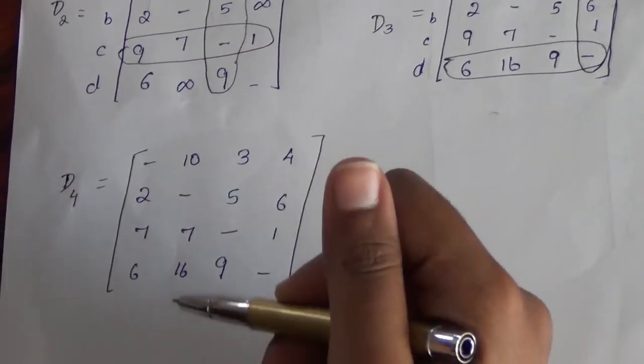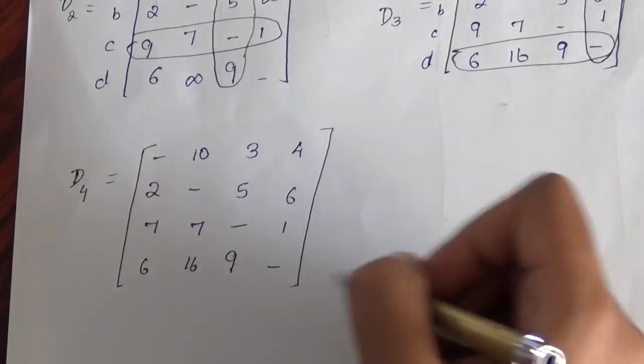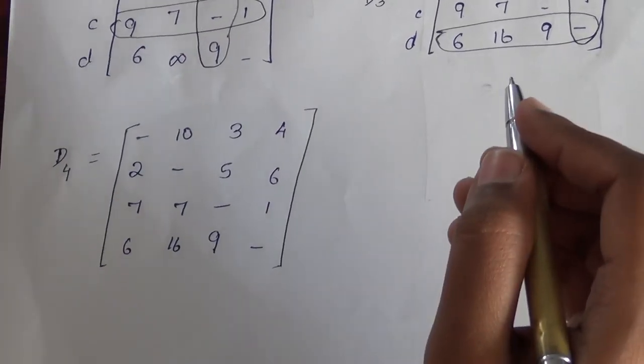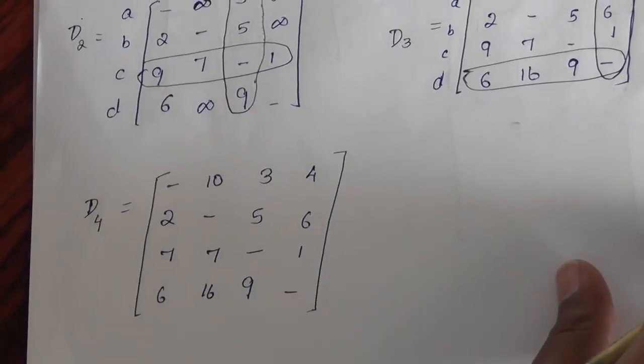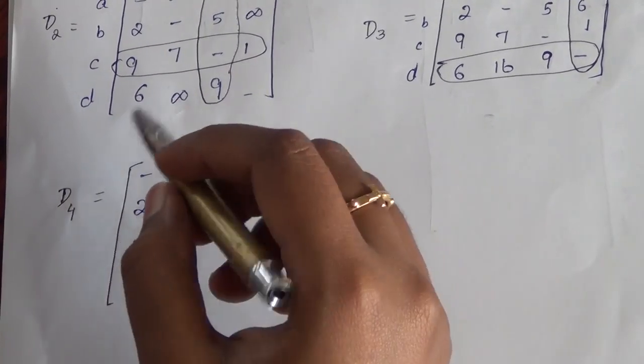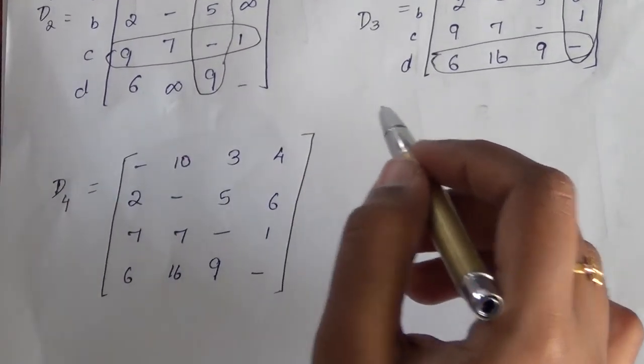So this will be the final matrix, because it has no infinity. We have replaced all the infinity with finite values. So this will be the shortest distance from each node to all the other nodes.